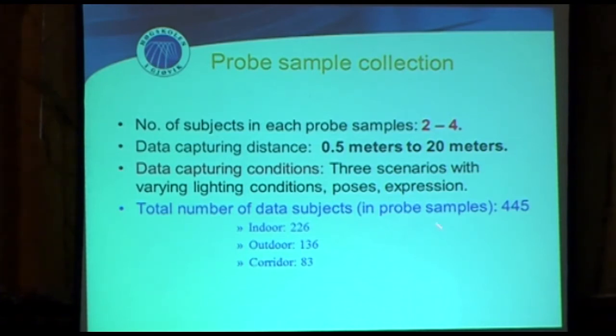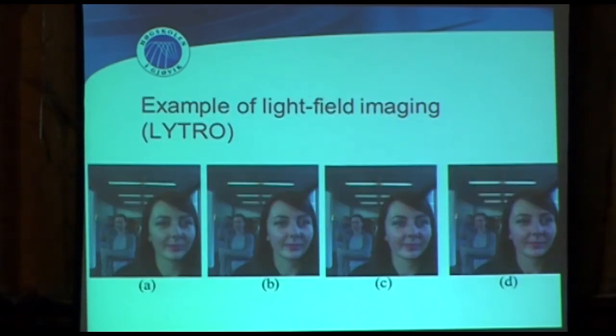With this, we collected about 445 subjects. Even though we have 141 probe samples, since each probe sample can have more than one subject at a time, it finally resulted in 445 subjects out of 141 probe samples, and these are distributed across all 3 conditions. Well, this is how the image from the light field camera will appear.